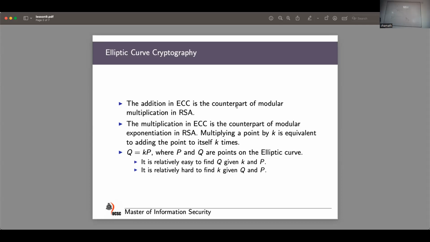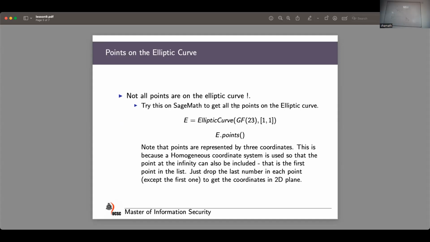But the forward question is easy. If I know P, if I know K, it is relatively easy to find K into P. You can do this calculation. But finding K is not easy.